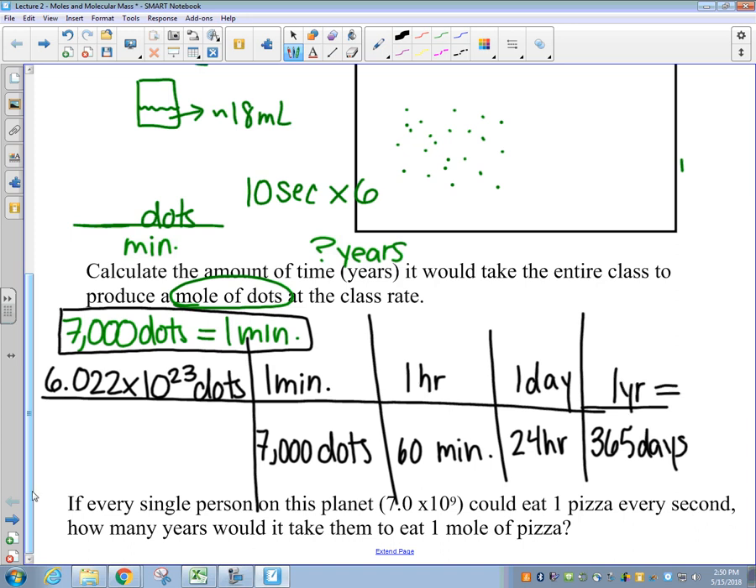And if we take a look at our units and see what's going to cancel, dots on the top and on the bottom cancels out, minutes on top and on the bottom cancels, hours cancel, days cancel, and we're going to be left in units of years. So we're going to go ahead and take a minute, and as always, we're going to multiply everything in the numerator and then divide by the product of everything in the denominator. So let's take a minute to do that.